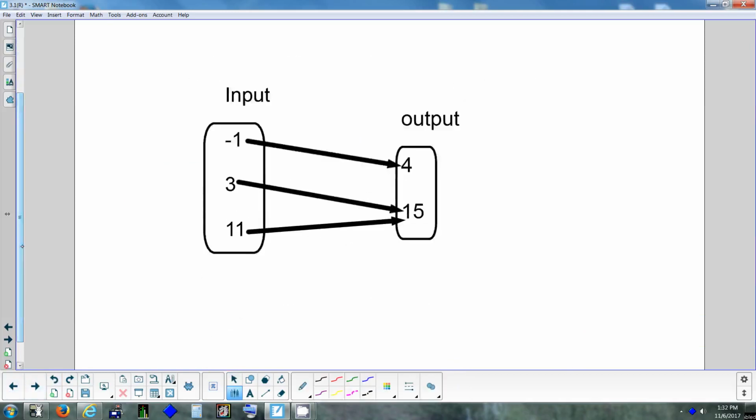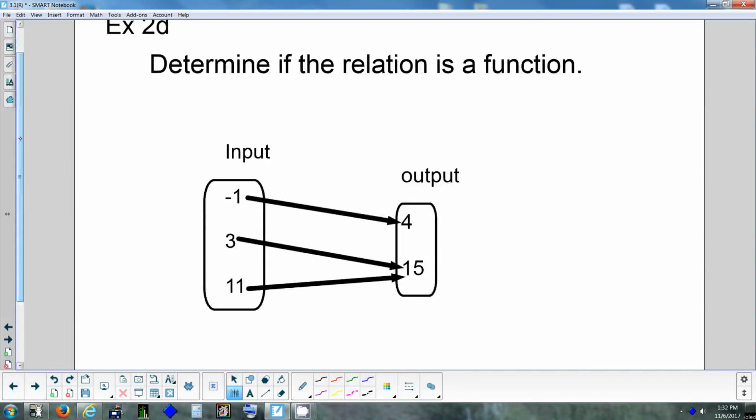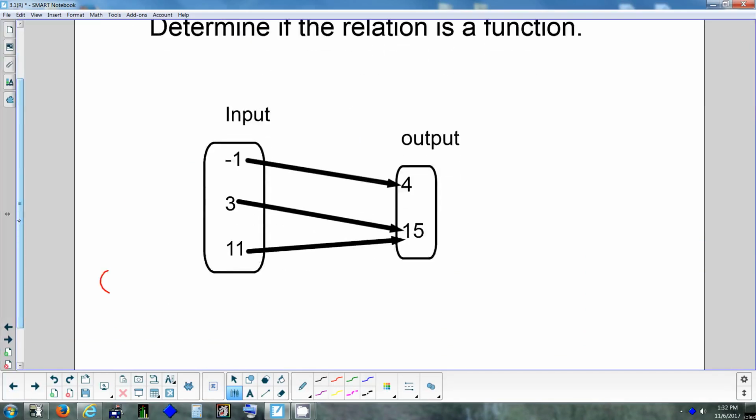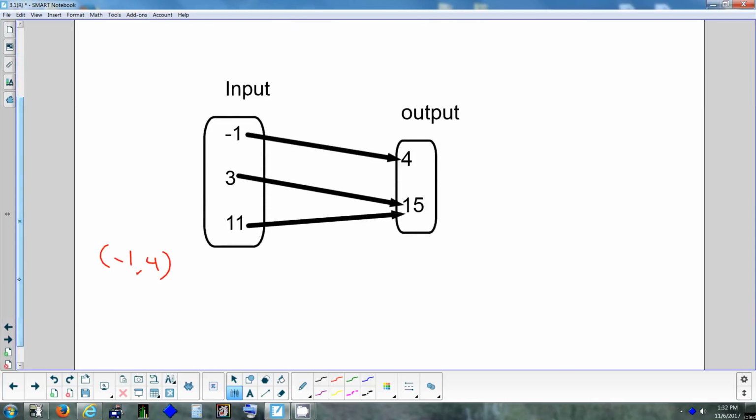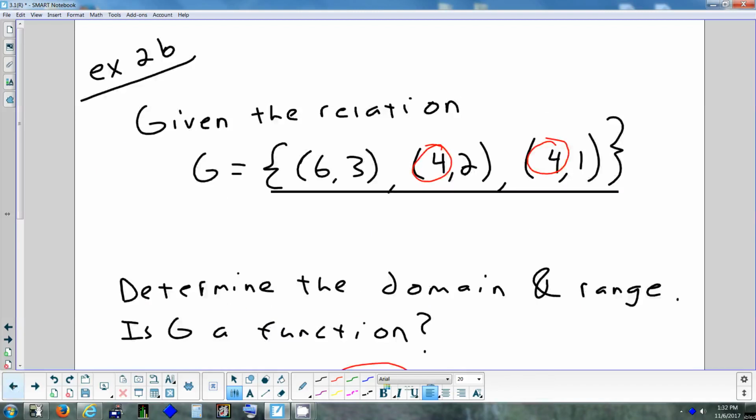Okay. Will, tell me how I would write down my coordinates from that diagram. So you put -1, 4. Yeah. So if you wanted to write coordinates, -1 would go with 4. Okay. What would be the next one? 3, 15. 3 would go with 15. And 11 would go with 15. Now, if you don't want to write the coordinates, you don't have to. But I'm just trying to make this problem like one you've already done.